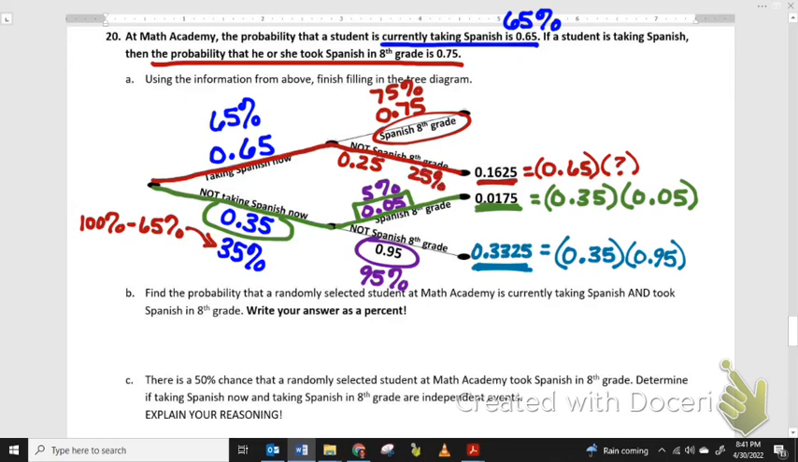Verify that on your calculators. If I do 0.65 times 0.25, do we get 0.1625? Okay, so we have one more thing to figure out here, and that is this one right here. How do I find that number? Yes, 0.65 times 0.75. And what does that give us? 0.4875.